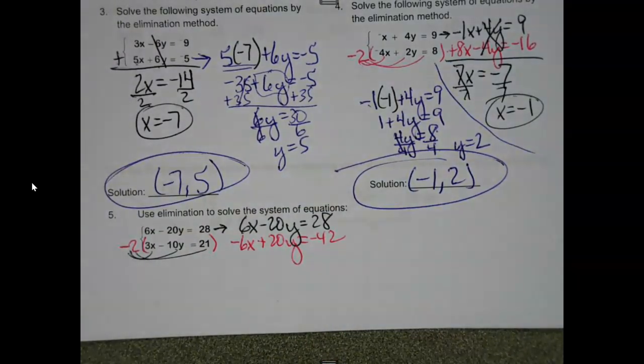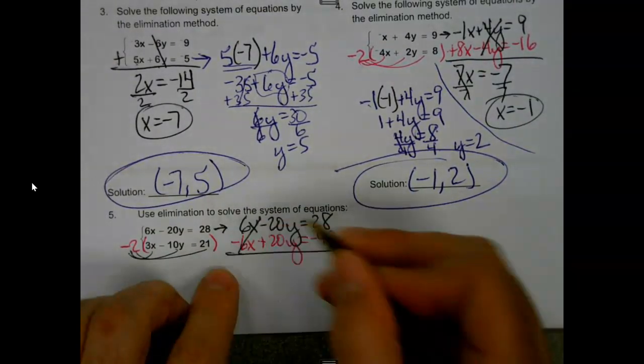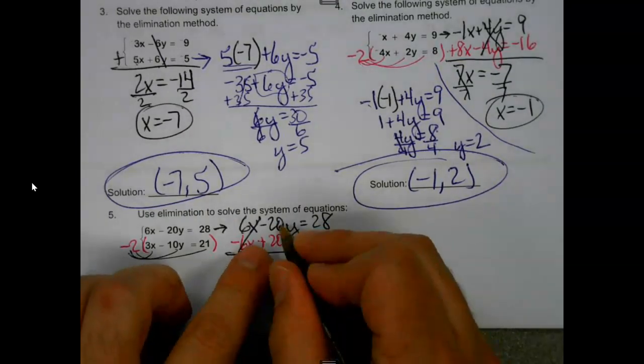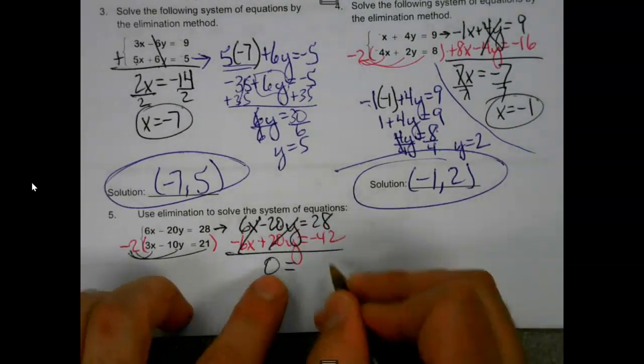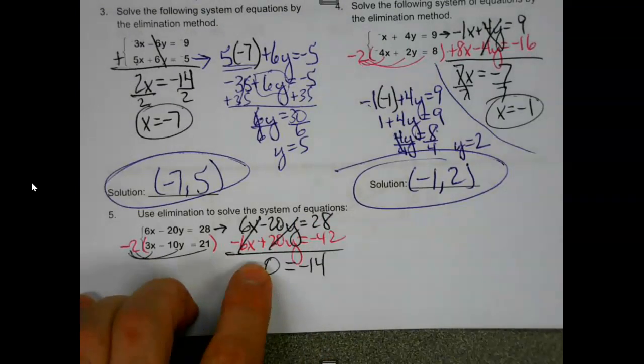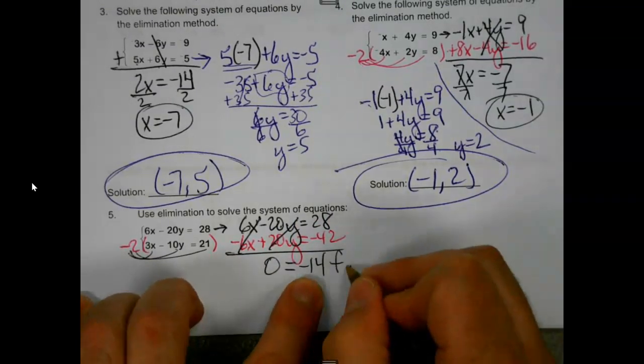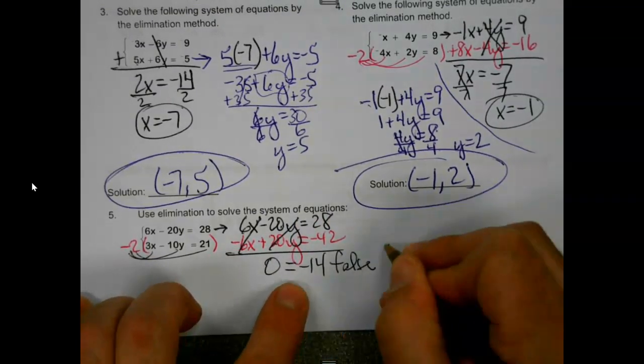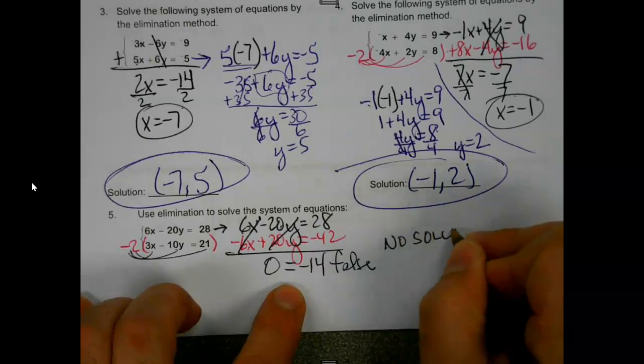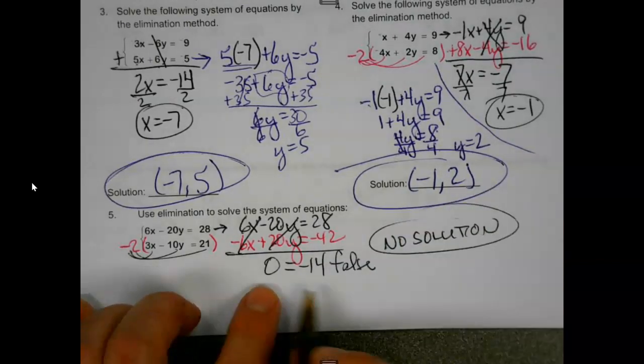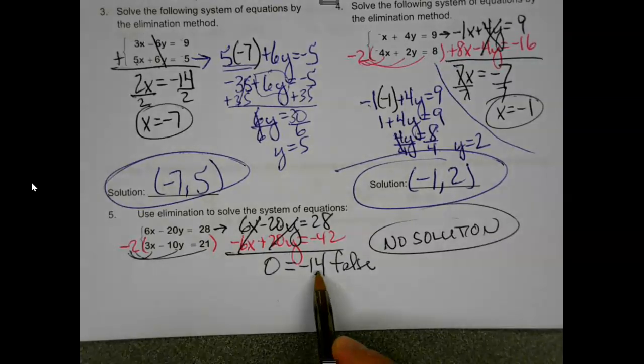So that -2 went to all 3 of my terms down below. Whack. Ooh, -20 plus 20, that also whacks. That's kind of interesting. So does 0 equal -14? No.